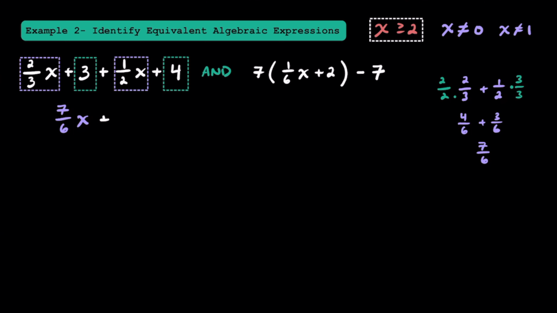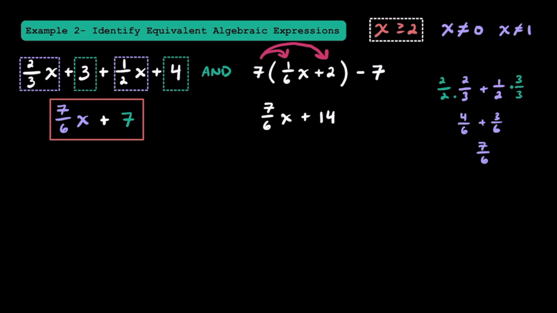Now that we got the fractions out of the way, at least our constant terms are just whole numbers. 3 plus 4 just get us 7. On the right, we're going to have to start off by distributing this 7 to this 1/6x and to this 2. 7 times 1/6 is just going to be 7/6, so we're going to have 7/6x. And 7 of these 2's, or 7 times 2, is equal to 14. And we can just copy this minus 7 here. This 7/6x didn't have any like terms, so we're just going to bring that down on its own. And this positive 14 minus 7 can be combined to make a positive 7.